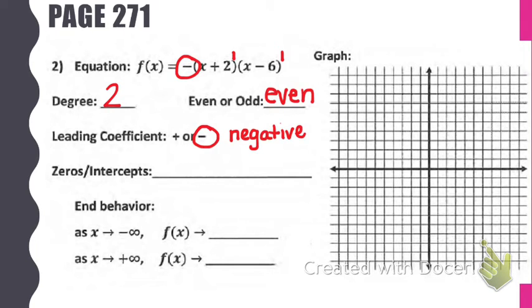Okay, so let's go ahead and find our x-intercepts. To find our x-intercepts, we're going to set both factors equal to 0. Go ahead and solve both of our equations and write them both as ordered pairs. So take the x plus 2, set that equal to 0, and then take x minus 6 and set that equal to 0.